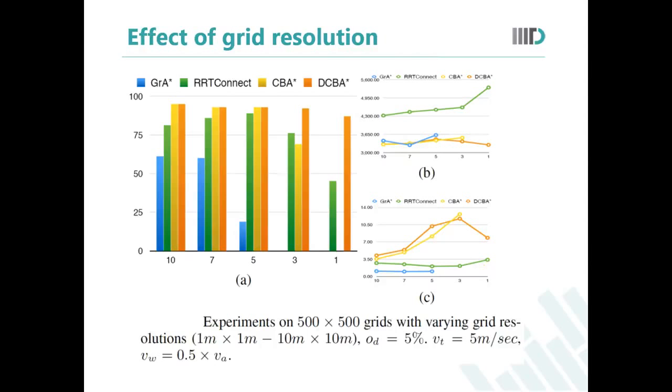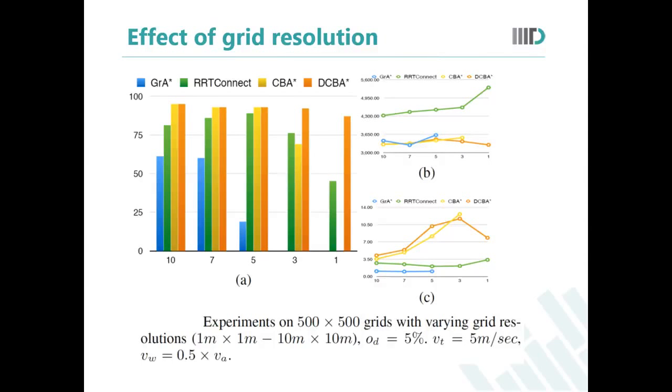Same thing with grid resolution. If I go for a very fine grid, especially when there is a high amount of obstacle space, then only DCBA star performs well, while CBA star could not find any solutions. Interestingly, in one way, DCBA star performs pretty well in terms of finding good paths and lower-cost paths.